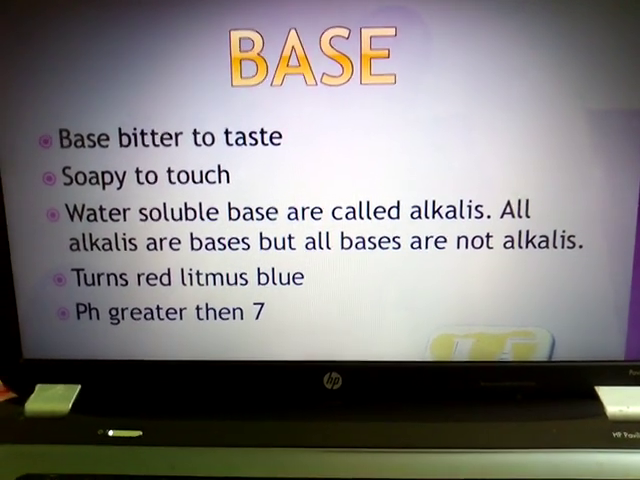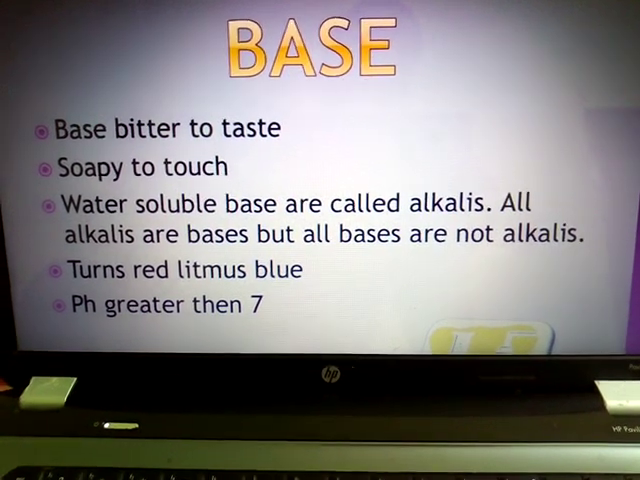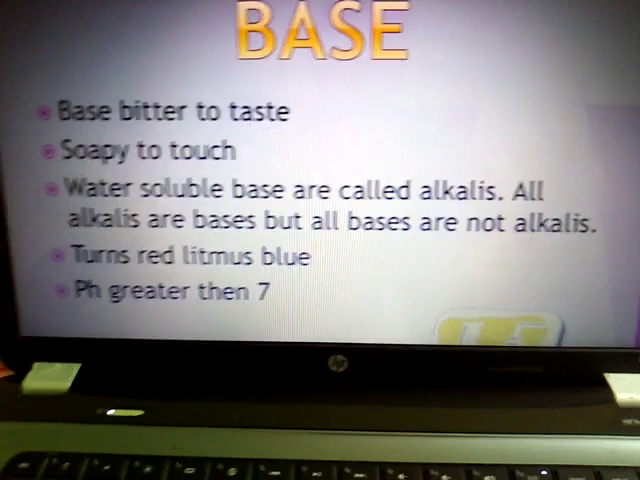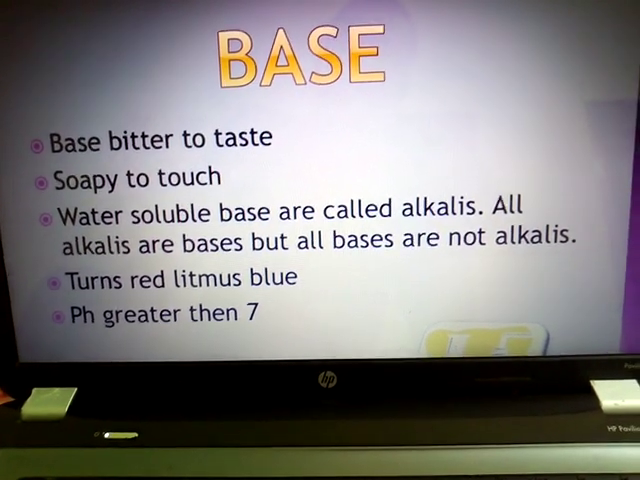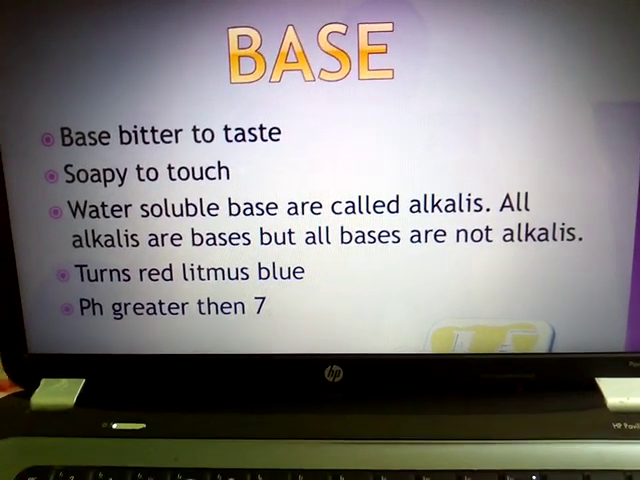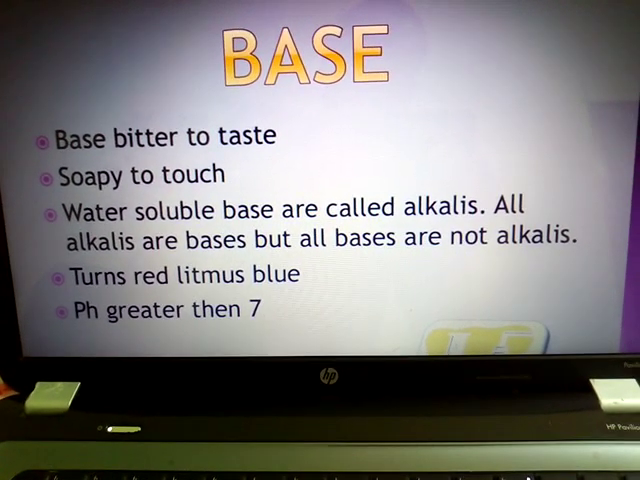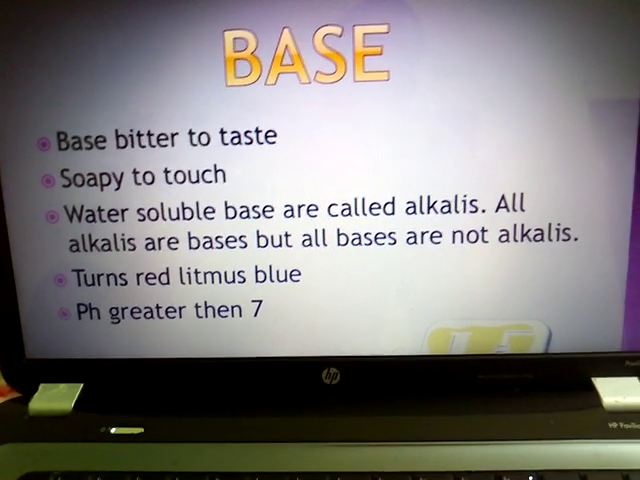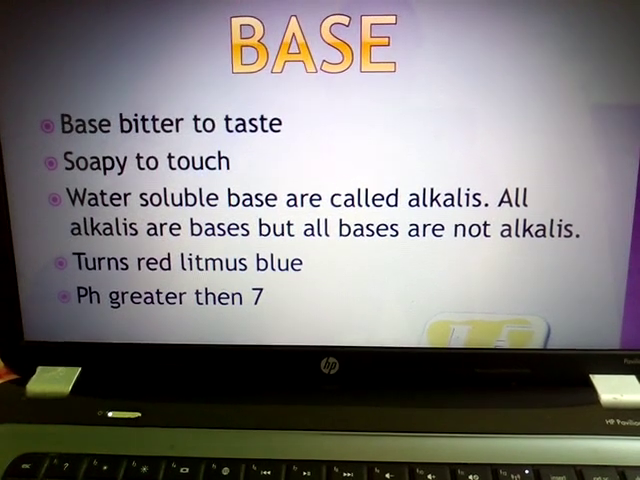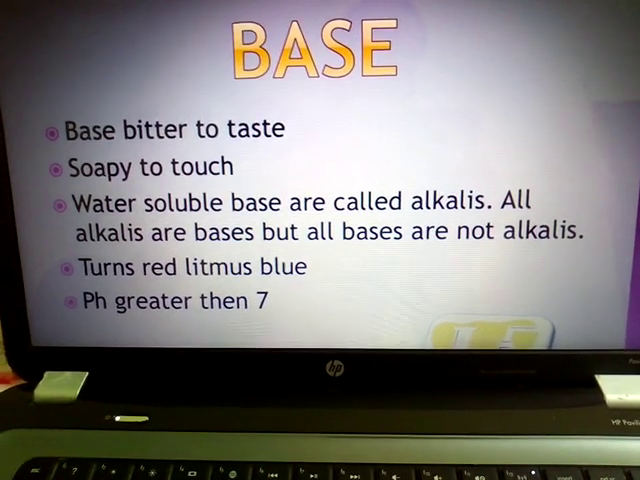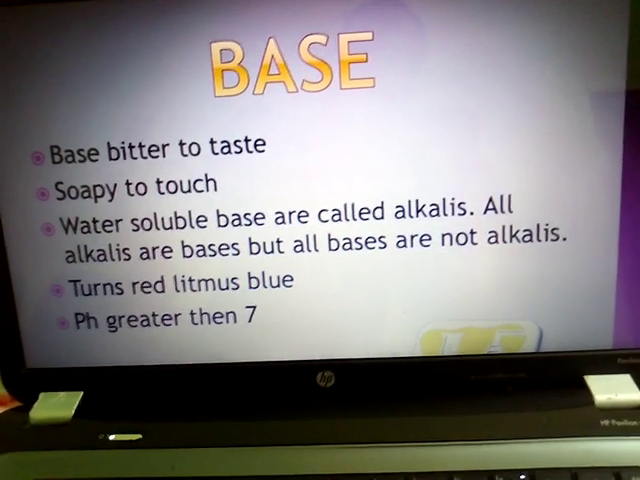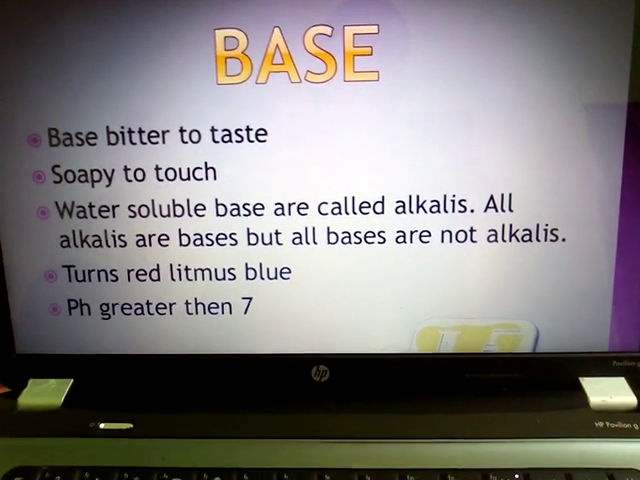And as you have seen that acid turns blue litmus red, here it is just the opposite. The base turns red litmus blue. And as far as the pH level is concerned, the pH level of a base is greater than 7, meaning 7, 8, 9, 10, 11, 12. As the reading of the base increases, it will be a stronger base. So from 7 it is 8, 9, 10, but for acid it is less than 7.